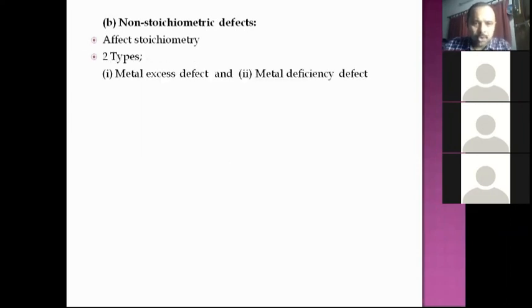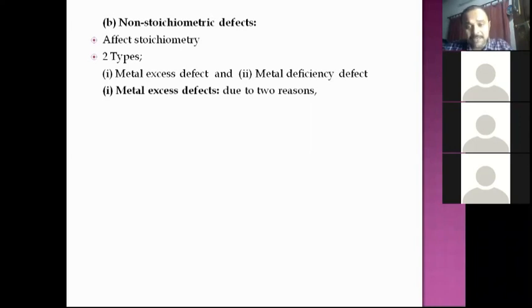See, non-stoichiometric defect can happen due to metal excess and metal deficiency. Now again, these are ionic solids. An ionic solid will generally have a cation, which is a metal, and an anion, which is a non-metal. Metal excess defect means a greater number of positive charges. Metal deficiency defect means fewer positive charges. So non-stoichiometric defect can happen in two ways: having more metal ions and having fewer metal ions. We'll take up metal excess defect.